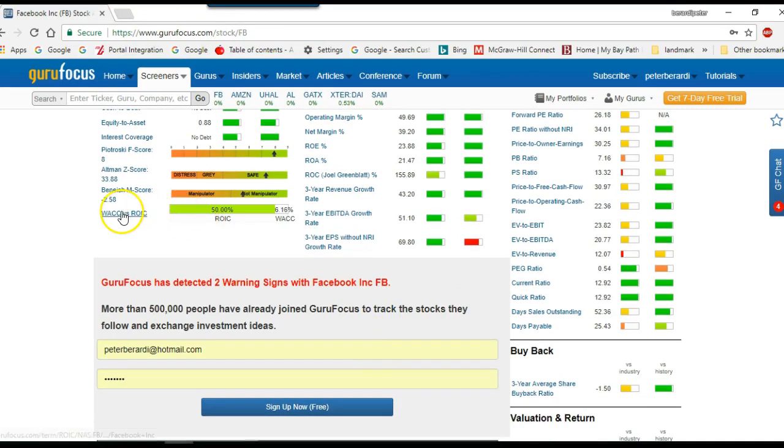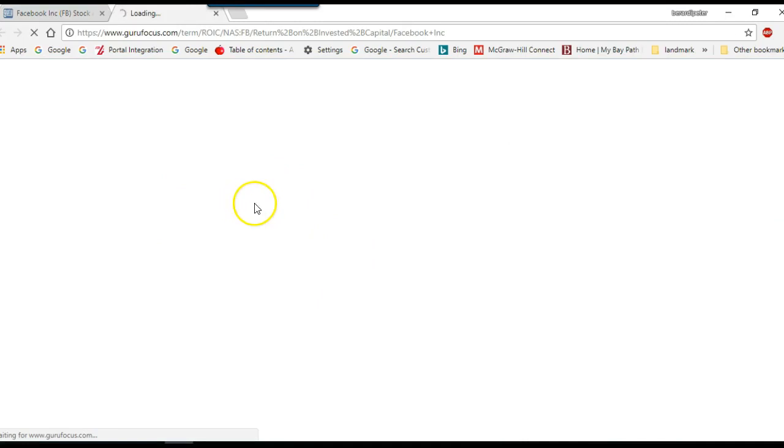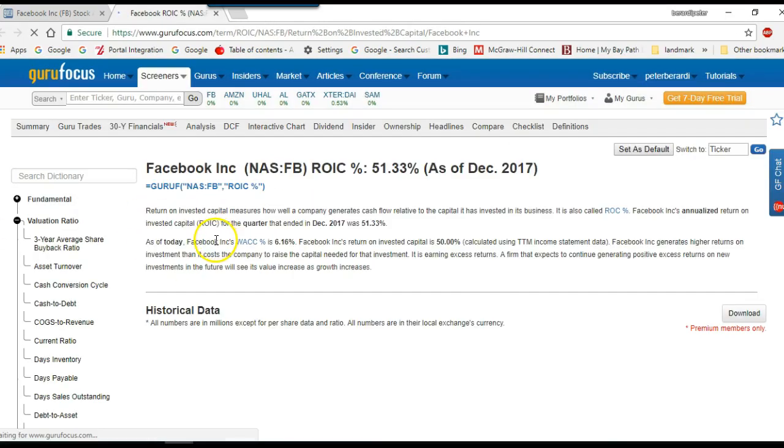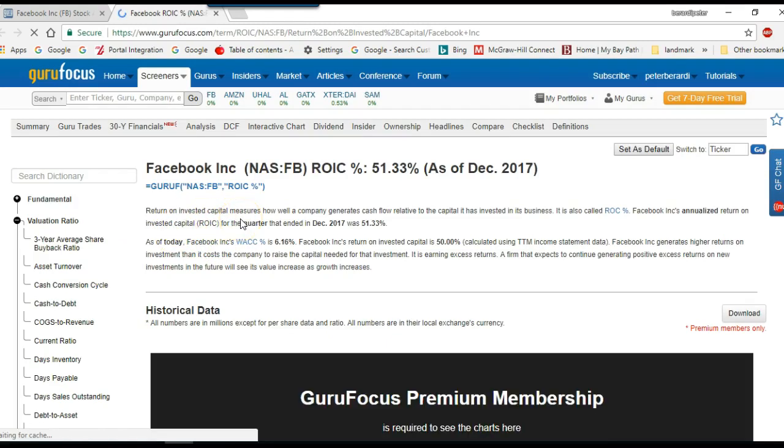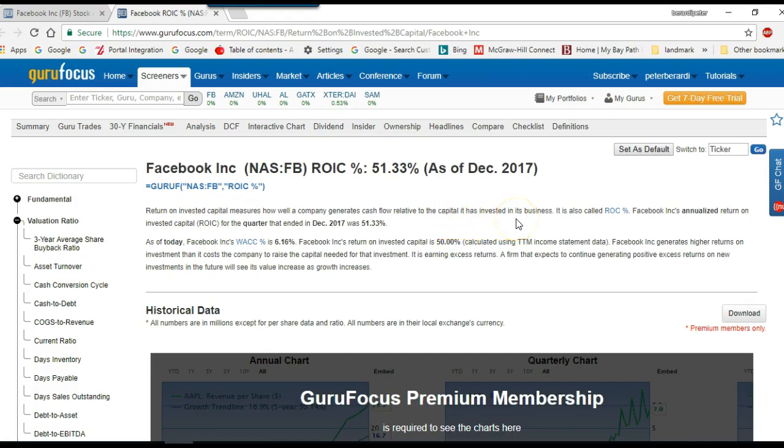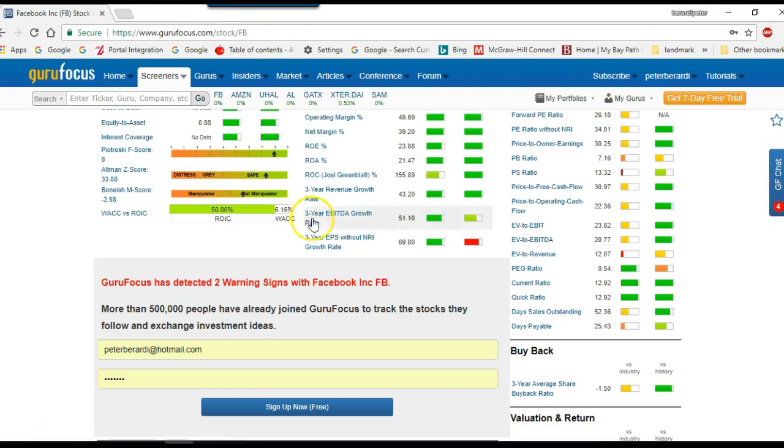Other important factors is this weighted average versus ROIC, and it gives you a nice description. We'll learn about the weighted average cost of capital in a few chapters. Return on invested capital measures how well a company generates cash relative to the capital it has invested in its business. The capital invested in business is basically going to be the long-term debt that it has to borrow to fund its business, plus the equity section that basically is funding the business. It's also called return on capital. Facebook's annualized return is 51.3%, which is outstanding. And its weighted average cost of capital is only 6.16. So it's obviously using its capital wisely and creating wealth or value to stockholders.